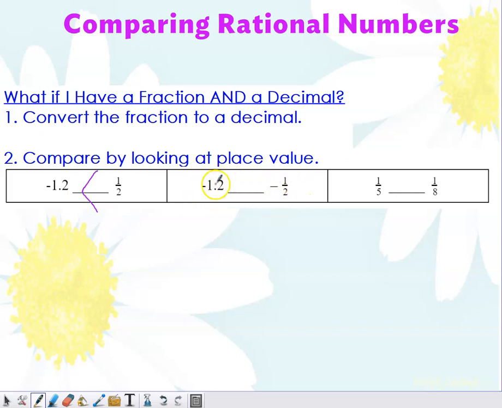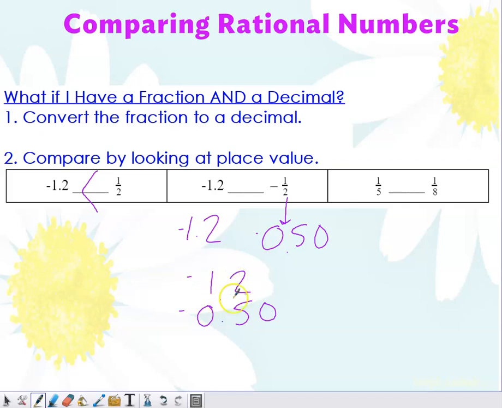But now when we're looking here, -1 2/10 and -1/2, I want to make this into a decimal. 1/2 as a decimal: if I had half of a dollar, that's 50 cents. So that is 0.50, and over here is -1.2. I'm going to stack those to compare. They're both negatives. This is a whole number, and this one is not. This second number does not have a whole number.